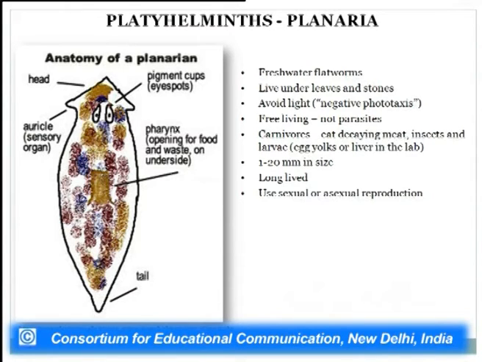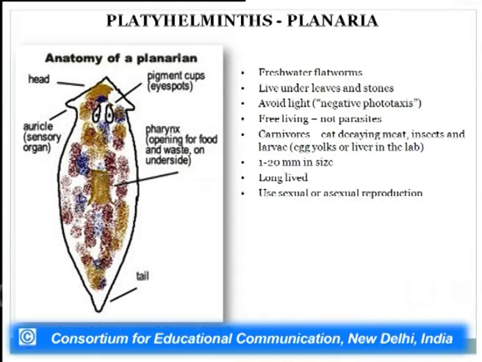Planaria, as you can see, is a freshwater flatworm. It lives under leaves and stones. It avoids light, that is, it exhibits negative phototaxis. It's a free living organism. It is not parasitic. It's a carnivore. It eats decaying meat, insects and larvae. It's 1 to 20 millimeters in size. It is a very long-lived organism, and it uses sexual or asexual reproduction.